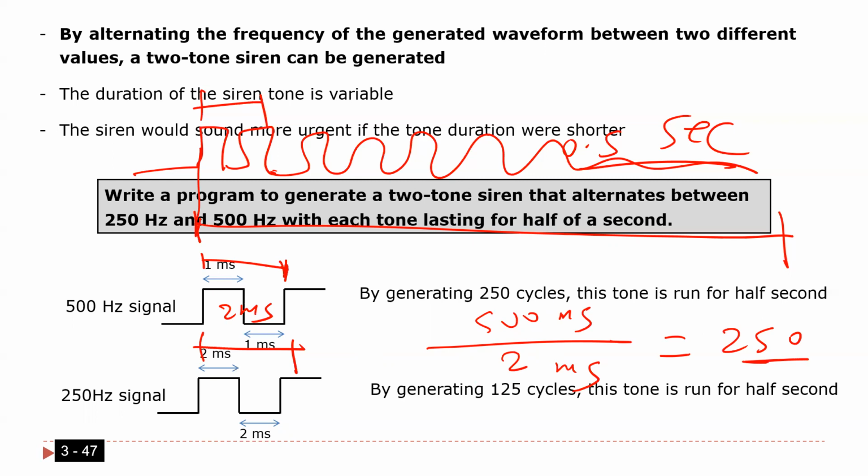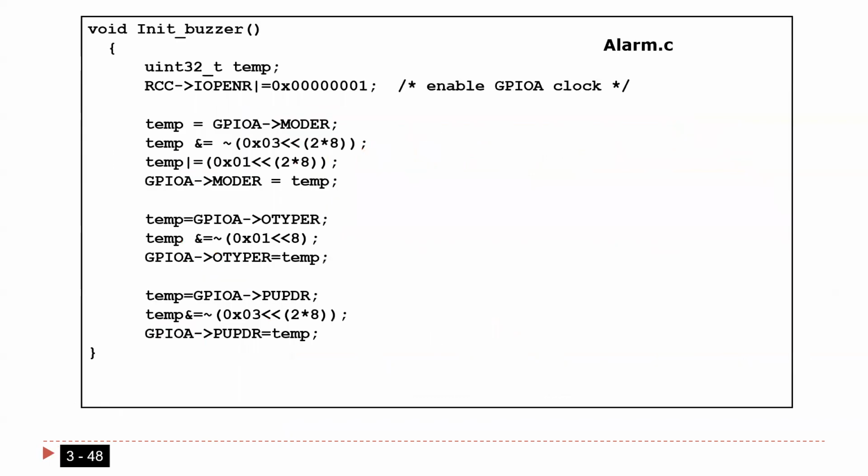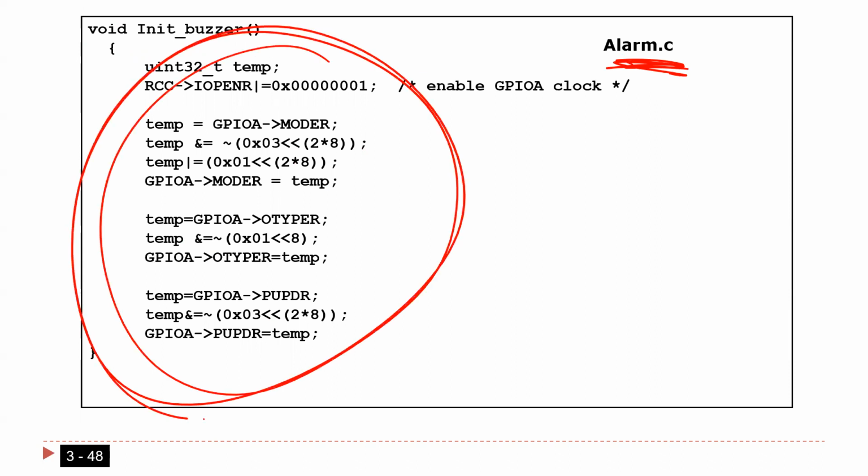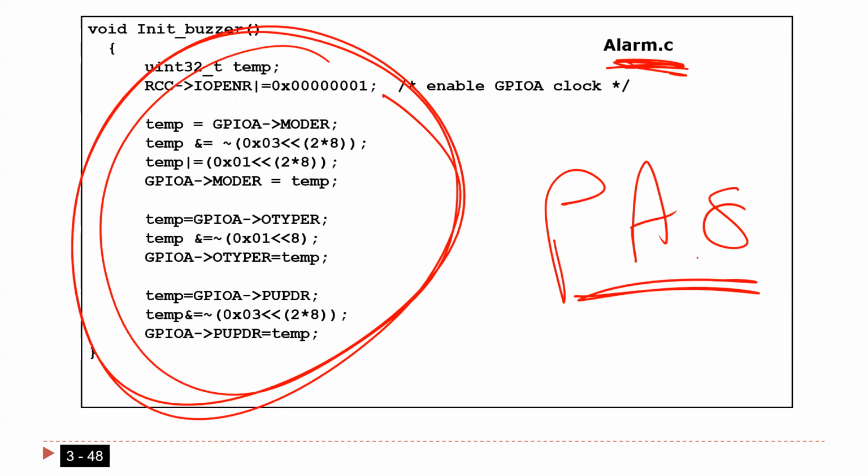So all I'm going to do now, guys, is make a for loop for 250, and in every iteration, I'm going to generate one cycle. That's exactly what it is. If you look at the program, number one, I made this function. I call this function initialization of the buzzer. You already have this program in the course website. Nothing is new here. All I did was configure pin A8 as output, exactly similar to what we did before.